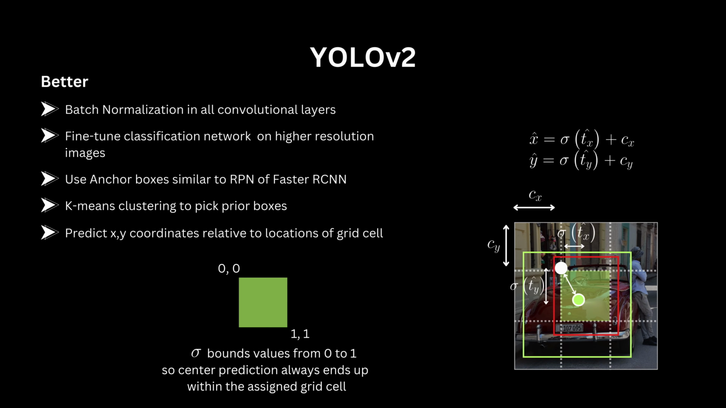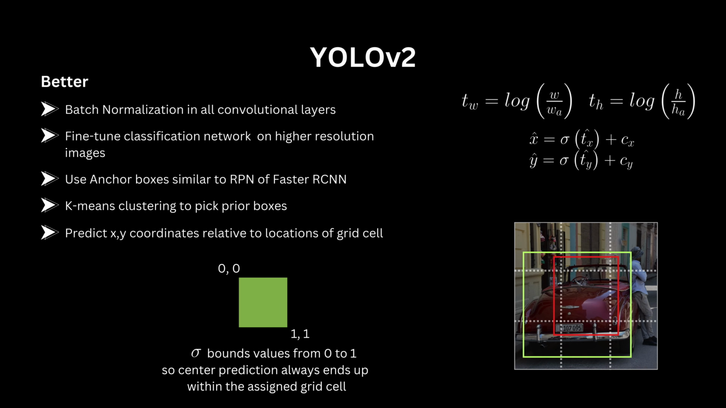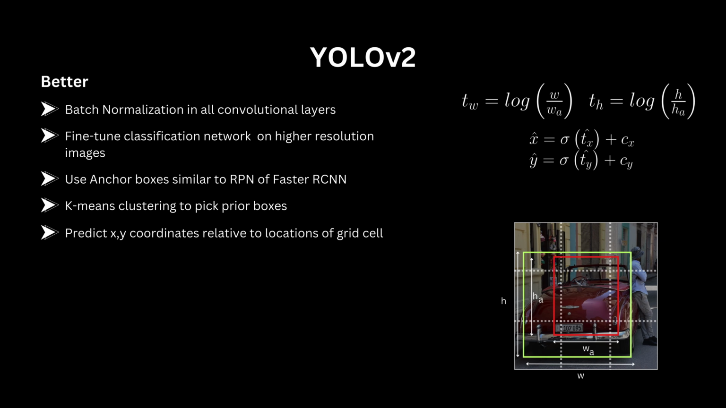Note that our width and height transformation are still same as Faster RCNN, where WA, HA are width and height of anchors and W and H are those of ground truth box. So our predicted width and height will be this: WA times e raised to the power TW and HA times e raised to the power TH.